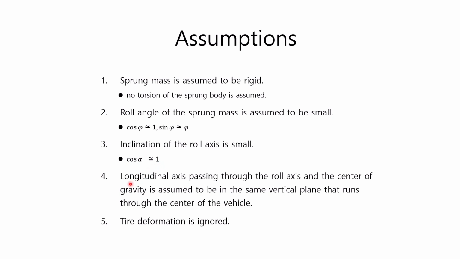Fourth, the longitudinal axis passing through the roll axis and the center of gravity is assumed to be in the same vertical plane that runs through the center of the vehicle. Finally, the tire deformation is ignored. However, here, if the suspension stiffness is too large compared to the tire stiffness, the suspension displacement becomes relatively small and the tire deformation becomes relatively large, so the tire deformation should not be ignored. In this case, the tire deformation should be considered.